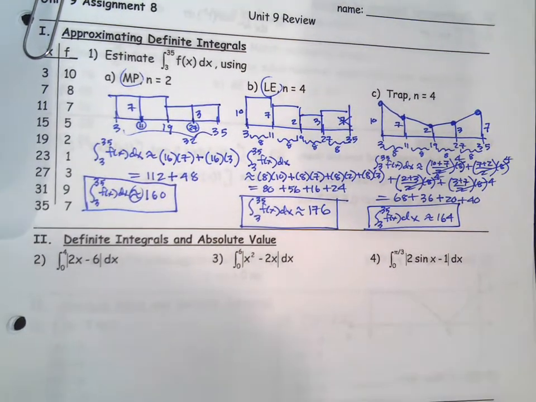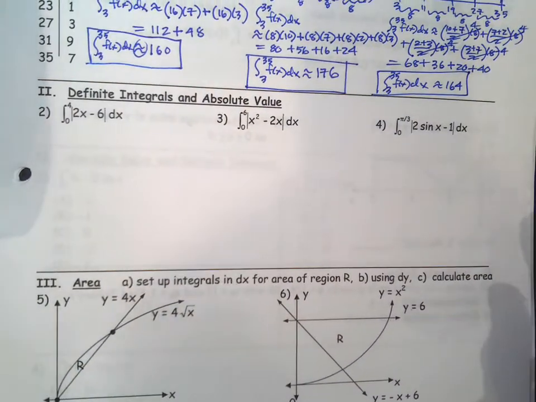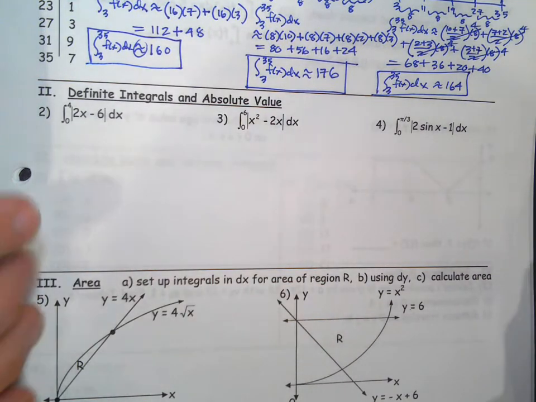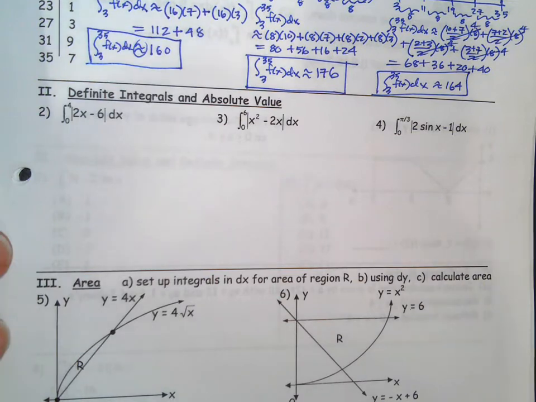This is the kind of work I hope to see: 1, to help you get the right answers, and then 2, if you get them wrong, to help give you partial credit. Okay, absolute values.